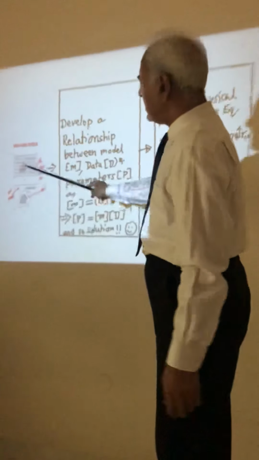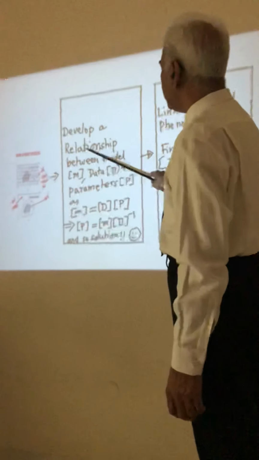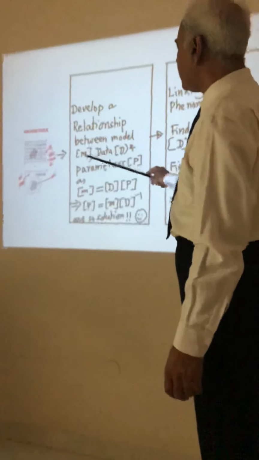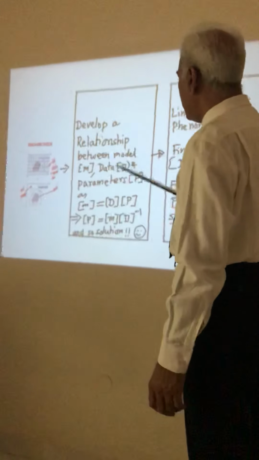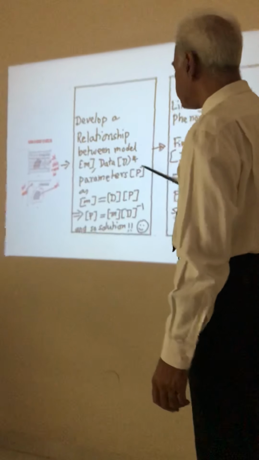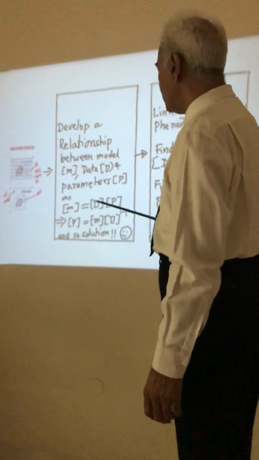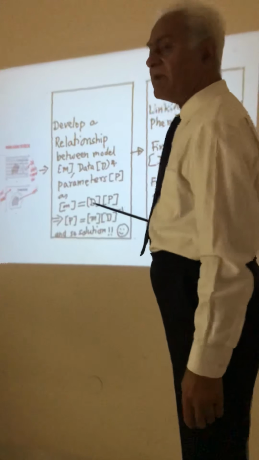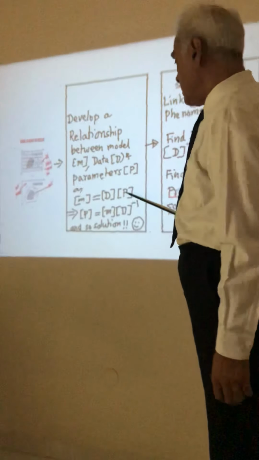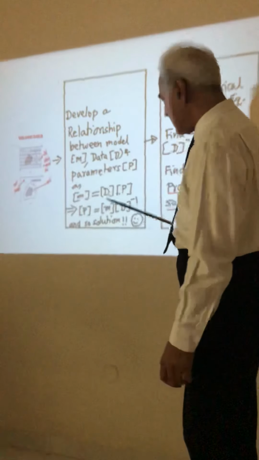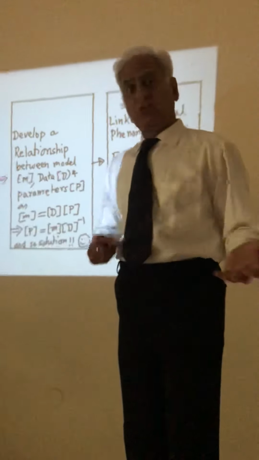After doing all this, as I told in the previous slide, you develop a relationship between the model, which I call M, the data, which I call matrix T, and the parameters, which I call the matrix P. Then the equation becomes like this: the matrix M is equal to the matrix of data and the matrix of the parameters which are unknown. So in order to know the unknown, you invert this matrix, and so you go for a solution.